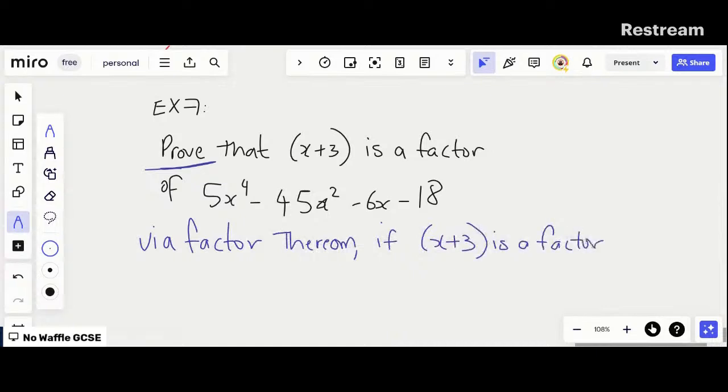So if x plus 3 is a factor, thank you, L, I appreciate that. And thank you, Maxwell, as well.